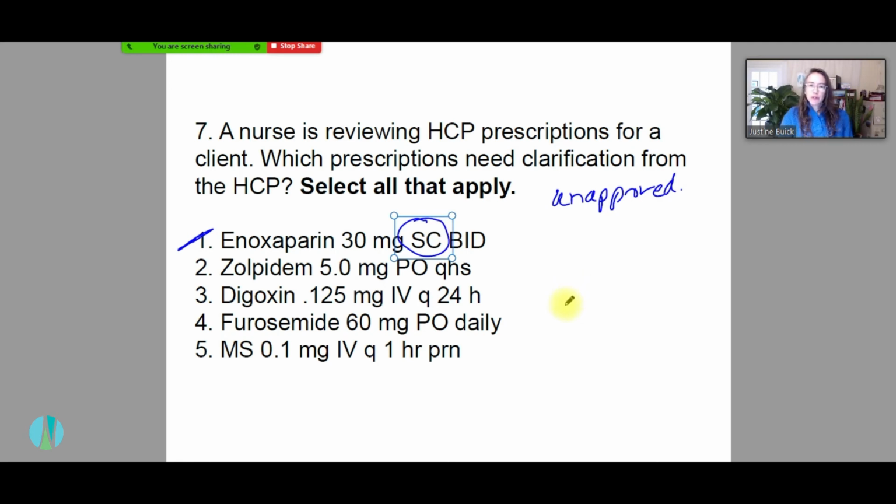So a lot of the times when you're eliminating answers, what does it come down to? Well, it comes down to knowing the content. And if you don't know the content well enough, it's really, really hard to eliminate answers.